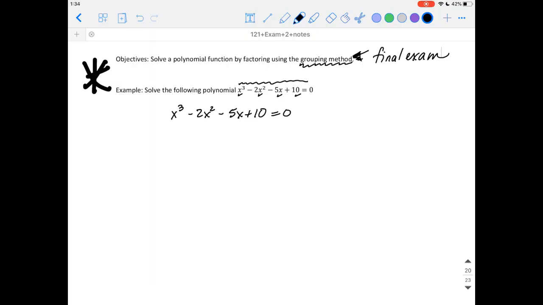And so in essence, this is what you do. So taking it really slow here. You're going to group this one. And then you're going to group this one right here. So you're going to see what they have in common. So for this one, it's x cubed minus 2x squared. So they both have an x squared in common. So factor out what each group has in common.